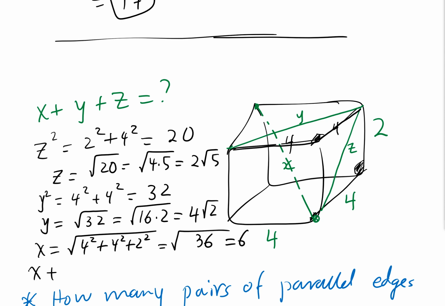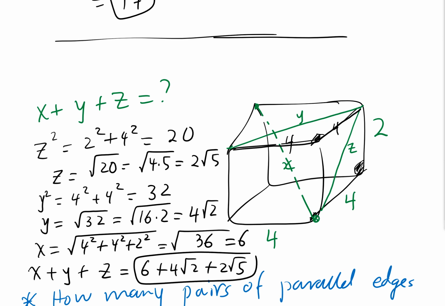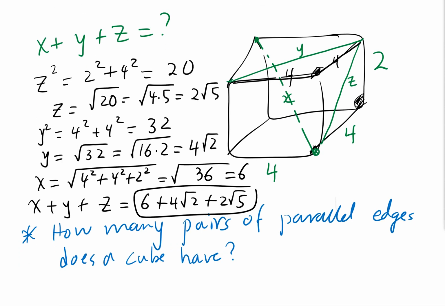So then x plus y plus z. x is 6, y is 4 square root of 2, and z is 2 square root of 5. Is that okay, guys?